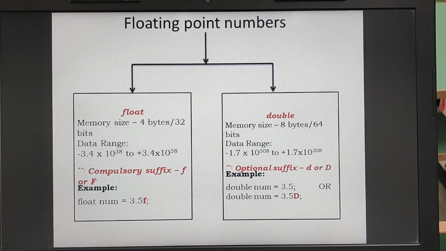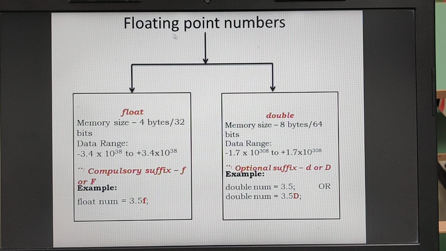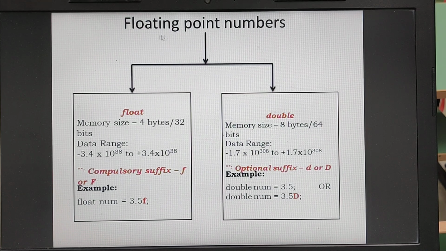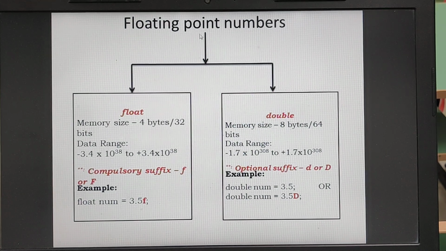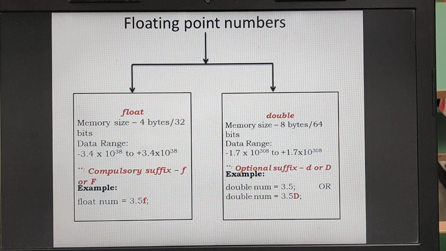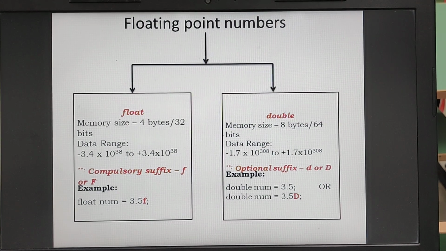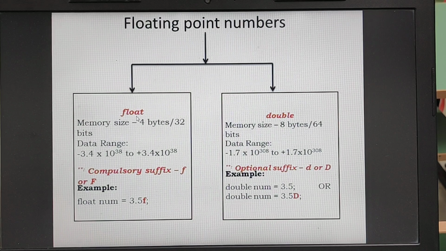So let us go further ahead understanding the decimal data types, that is your floating point numbers. The technical term is floating point numbers. They are of two types, the keyword, the data type: there are two types, float and double. So we explore the float side first.